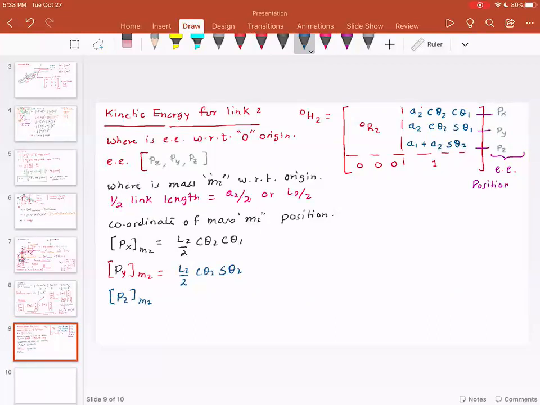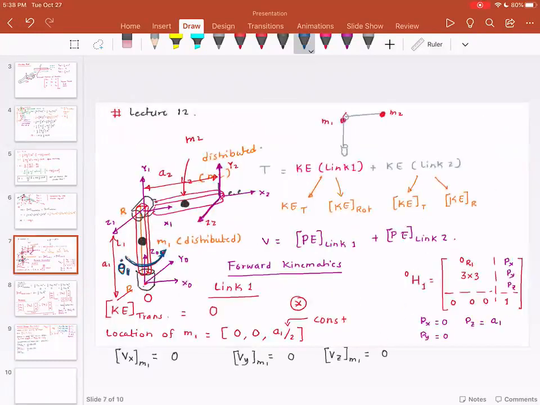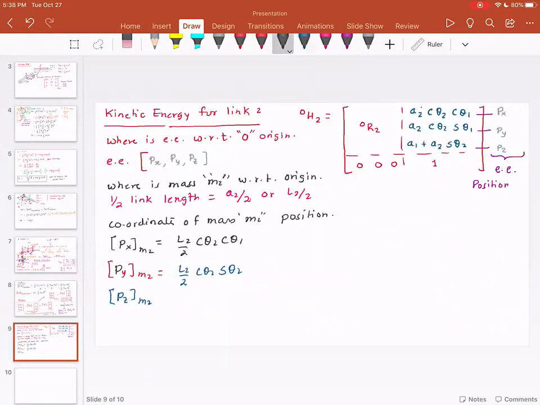So mass M2 is at the z distance A1 plus A2 cosine theta. So the distance is equal to A1 plus L2 by 2 sine theta 2. Please note, A1 here and A1 here will remain the same, because when you look at the Z component, you are going to have A1 plus L2 by 2 sine theta 2.